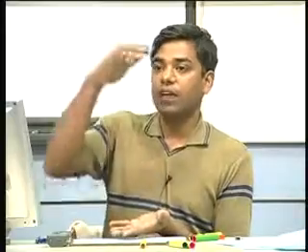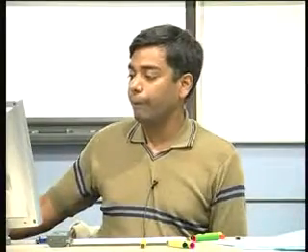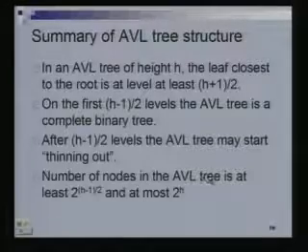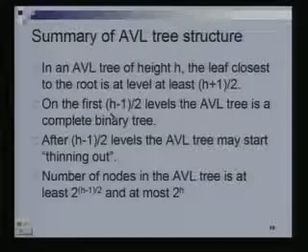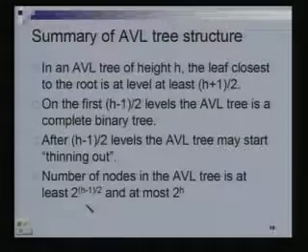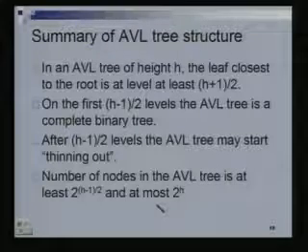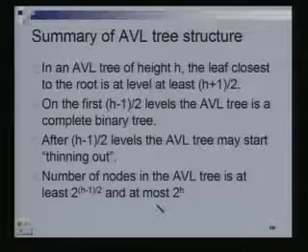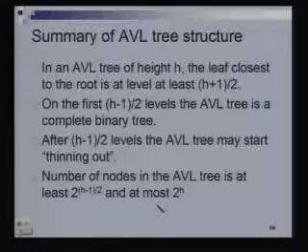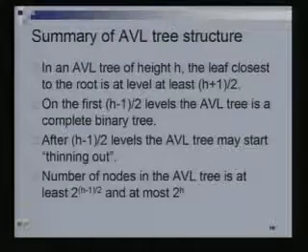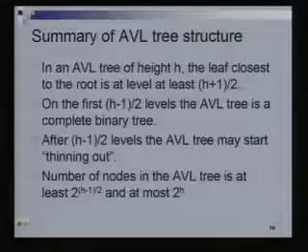And that means that the height cannot be too large. If I had n nodes, the height cannot be more than 2 log n. So if the number of nodes in the AVL tree is n, then just from this fact, since it's a complete binary tree on (h-1)/2 levels, it has at least 2 to the (h-1)/2 nodes, and at most 2 to the h nodes, because that is the height of the tree. So this is a useful structural fact to keep in mind about AVL trees. Although we will not use it for any of our algorithms, it gives you some intuition of what the tree is and why it has only a logarithmic depth.